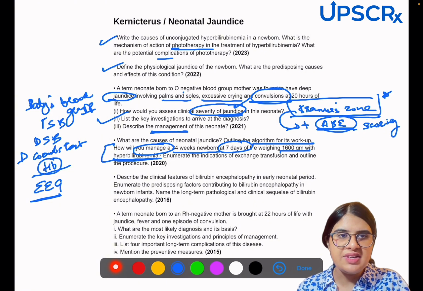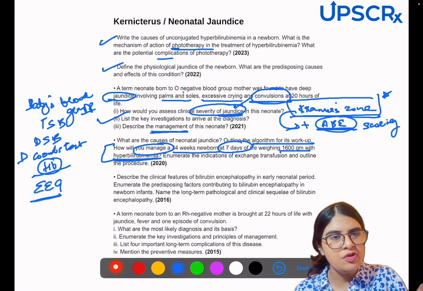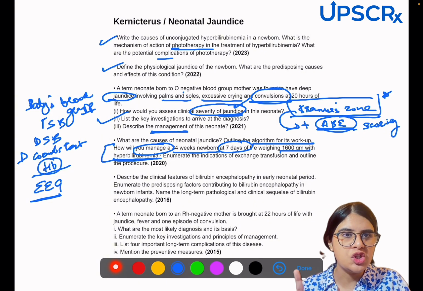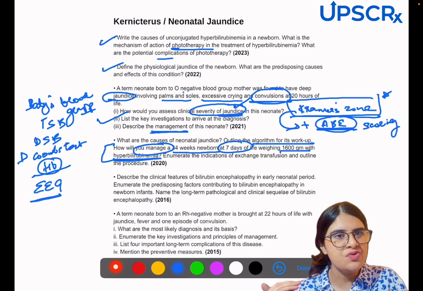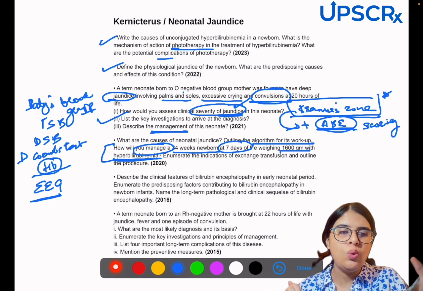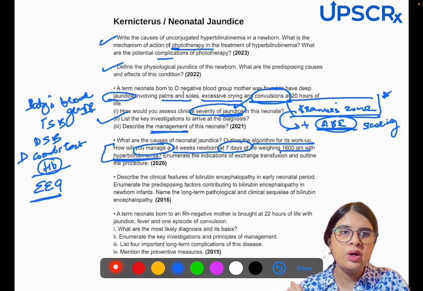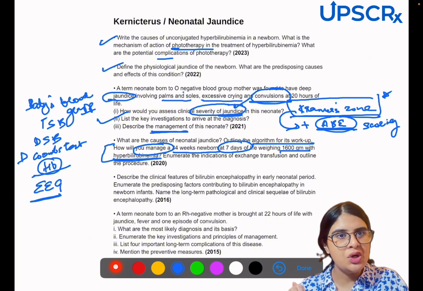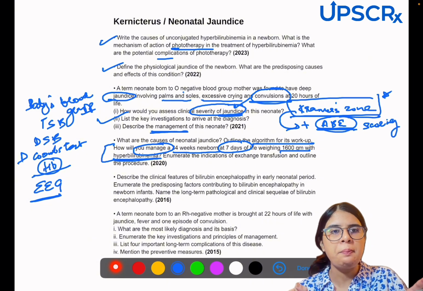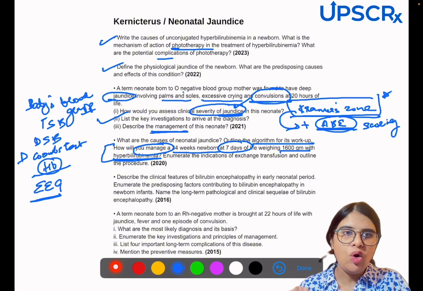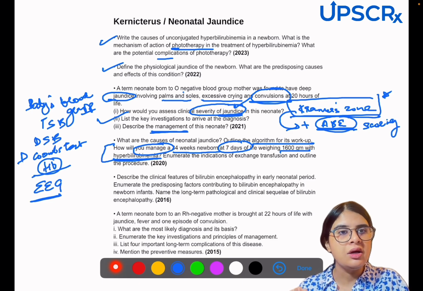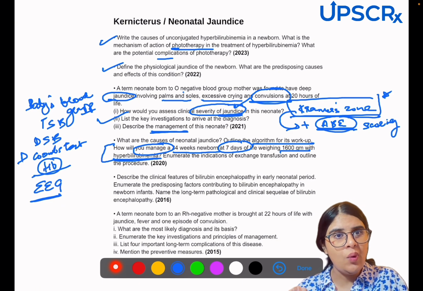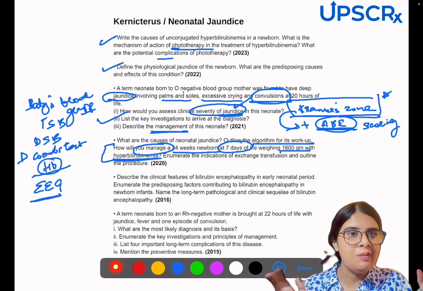You will list all the investigations, right? What will be your algorithm? First, see whether it is physiological or pathological. If it is physiological, continue breastfeeding. If it is pathological, do all the investigations which we talked about, and then reach the cause. Now you will give phototherapy based on the gestational age cutoff, and if required, you can give exchange transfusion also. So that will be your management.